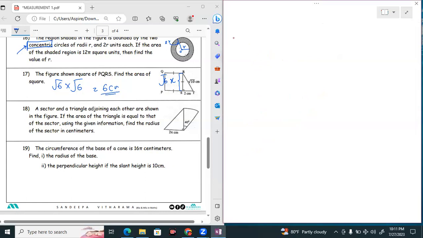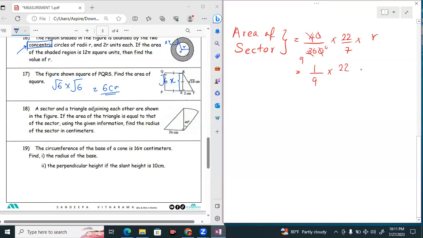Now we have to find the radius of the sector. No? They have given the area of the triangle is equal to that of the sector. Then area of sector. Area of sector is equal to 40 upon 360 into 22 upon 7. R is what we have to find. We don't know what R is. It is 1 upon 9 times 22 upon 7.